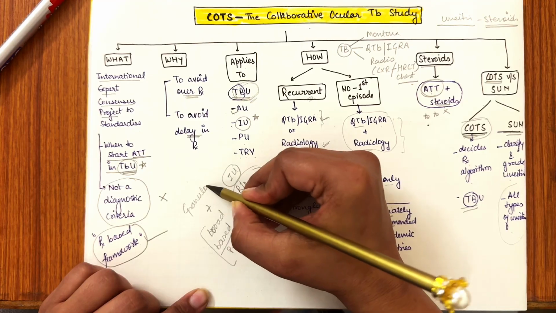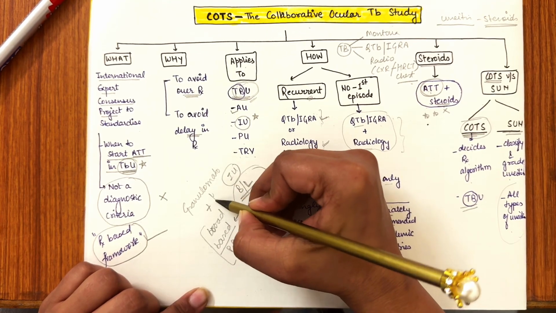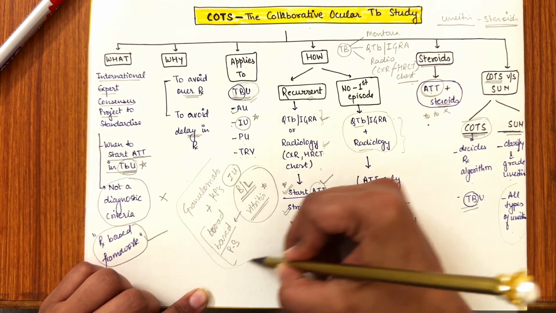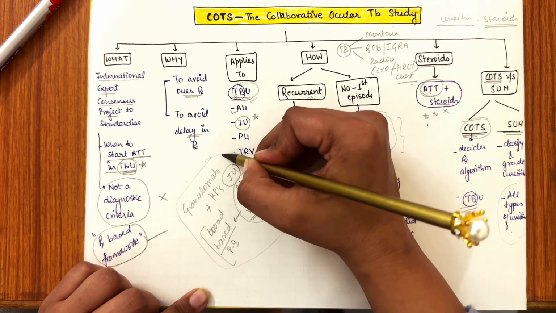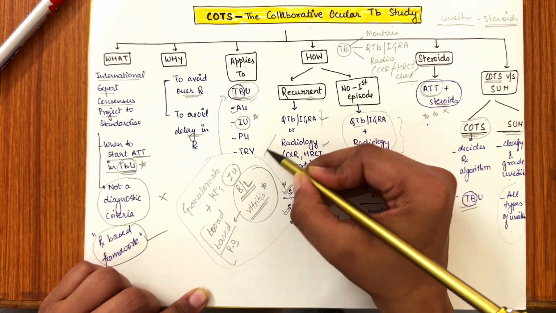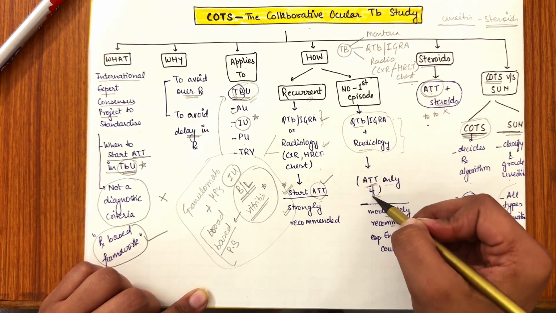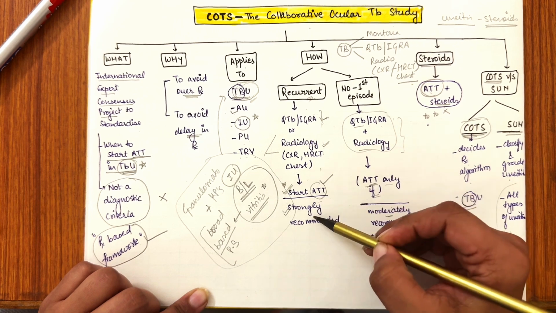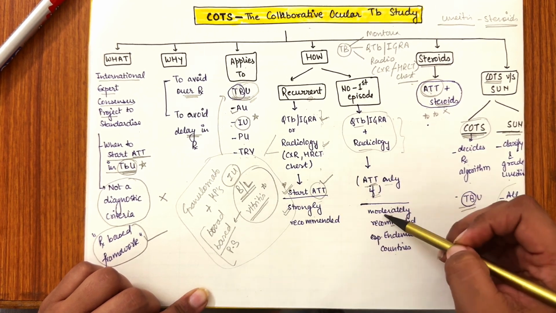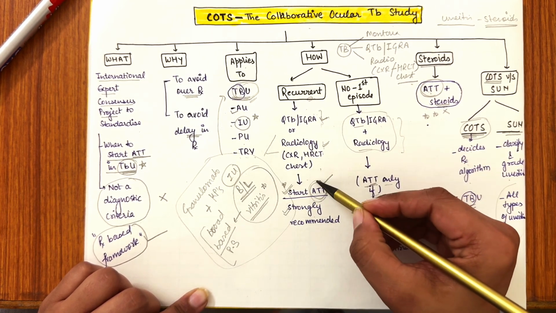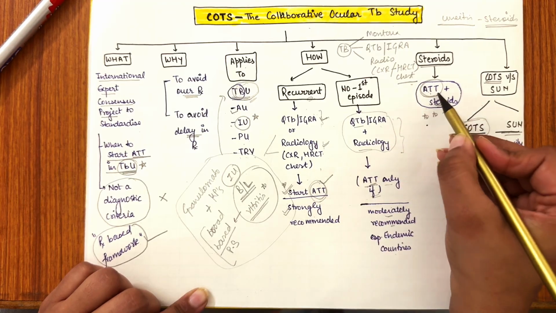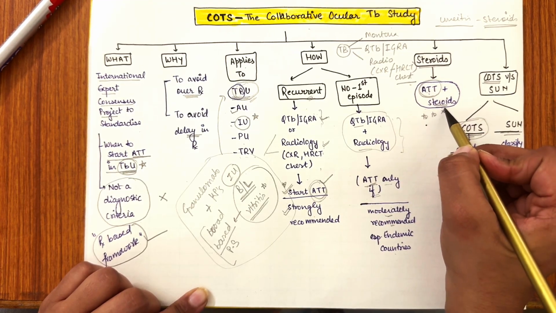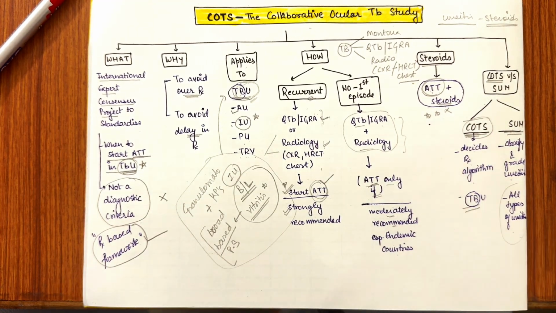granulomatous keratic precipitates, then the picture looks like tubercular uveitis. Then you go for these tests and decide based on the recommended treatment. If there is a strong recommendation for ATT, go for ATT cover and then steroids for the patient.